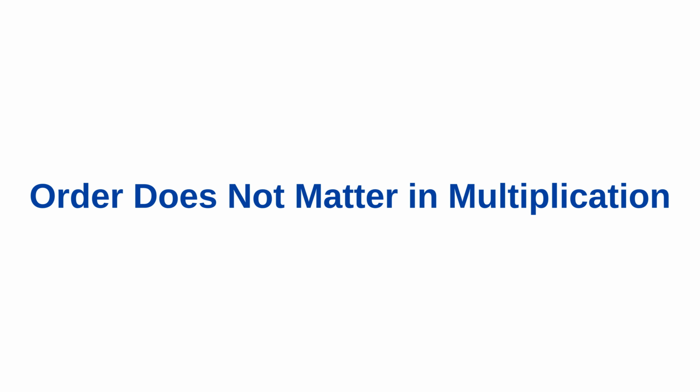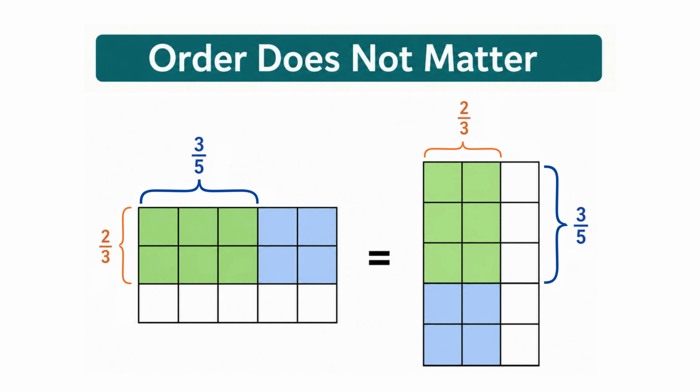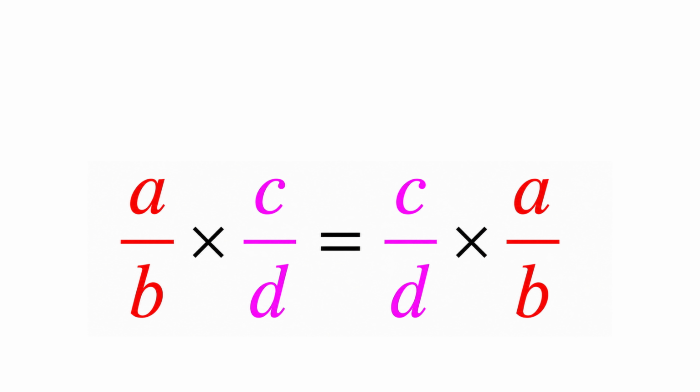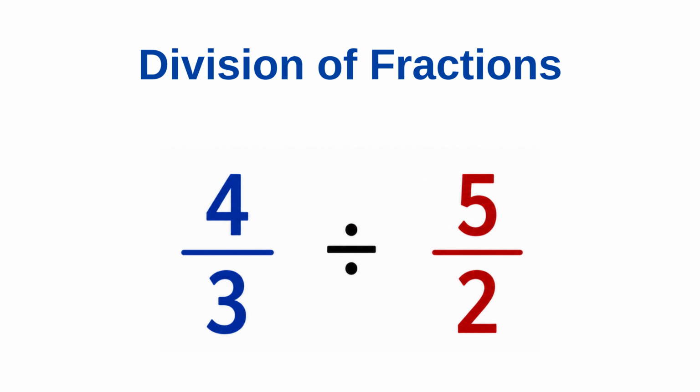We also discover that the order of multiplication does not matter. Whether we change the arrangement of factors or view a rectangle from a different orientation, the product remains unchanged. Multiplication of fractions is commutative. The chapter then turns to division of fractions.